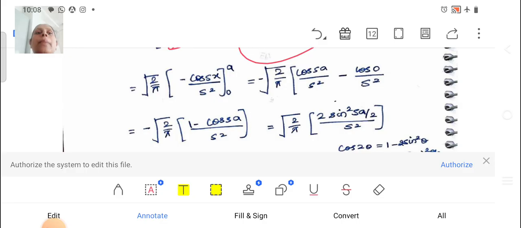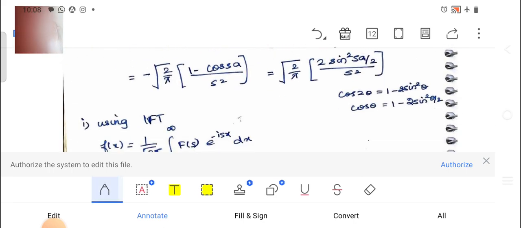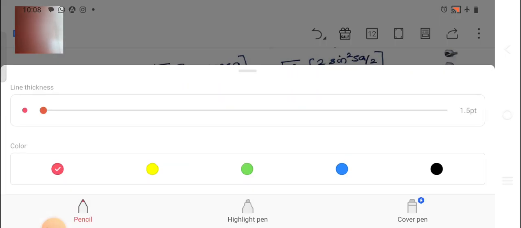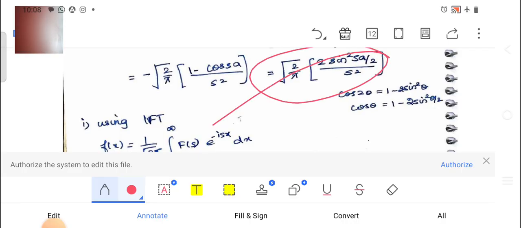Then we have to substitute the upper limit and lower limit. We get root 2 by pi, 1 minus cos sa by s square. So here 1 minus cos theta is nothing but 2 sin square theta by 2, so divided by s square. So this is our Fourier transform. Okay, so this is our Fourier transform.